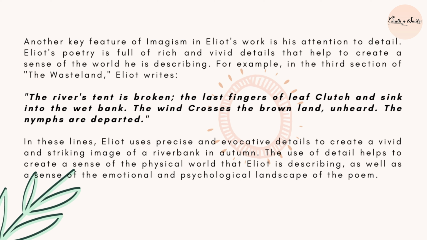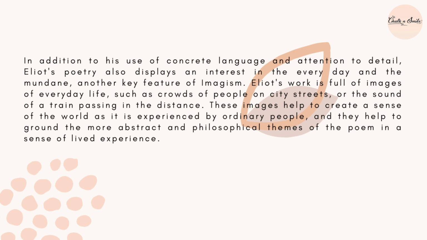In these lines, Eliot uses precise and evocative detail to create a vivid and striking image of the riverbank in autumn. The use of detail helps to create a sense of the physical world that Eliot is describing, as well as a sense of the emotional and psychological landscape of the poem. In addition to his use of concrete language and attention to detail, Eliot's poetry also displays an interest in the everyday and the mundane, which is another key feature of imagism.